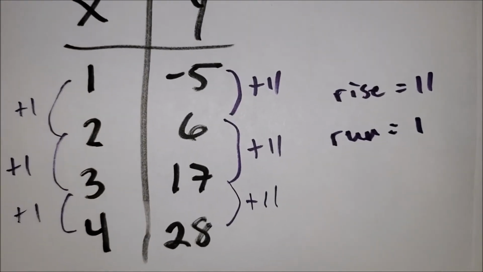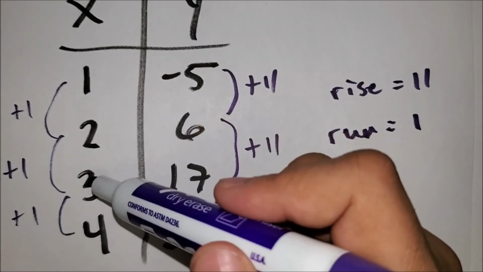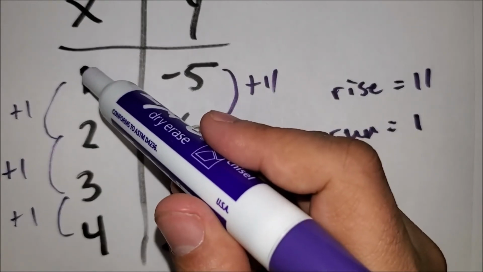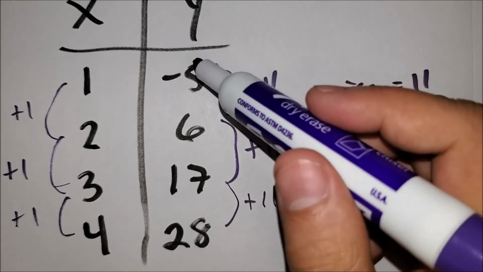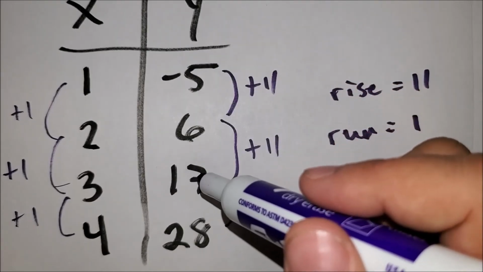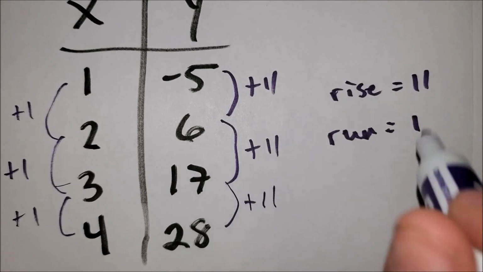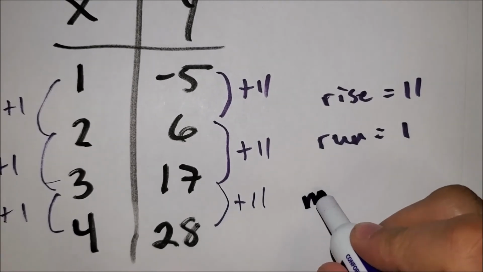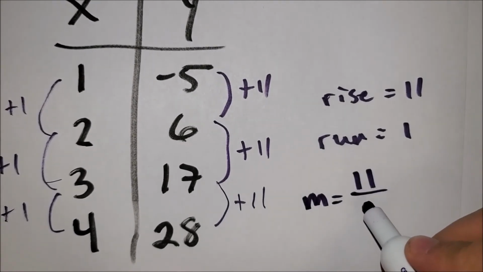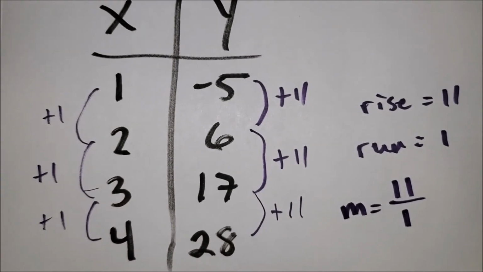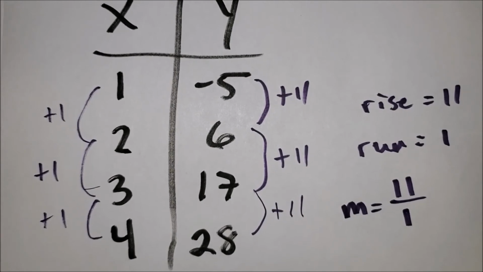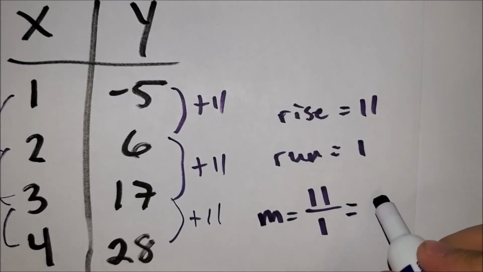Now you could easily go from 1 to 3 and say, well, your run is 2, but then your rise is 22 because you're going from -5 to 17, which still simplifies to 11/1. So whichever pair of ordered pairs you pick, you'll still get the slope of 11/1, which simplifies to just 11.